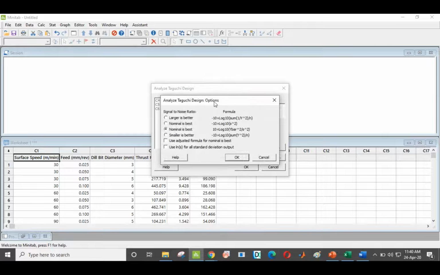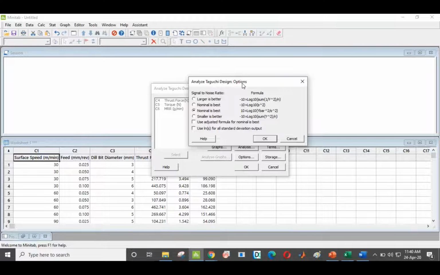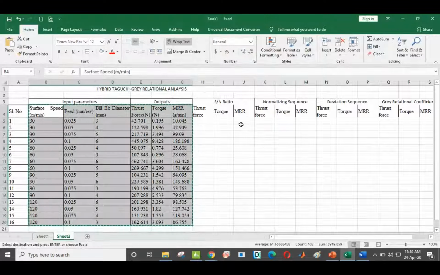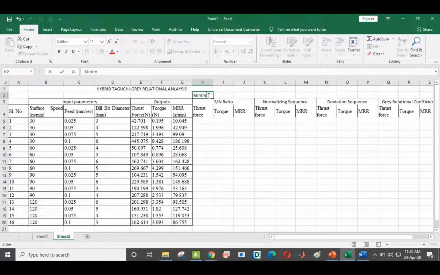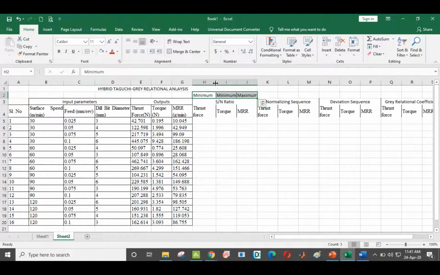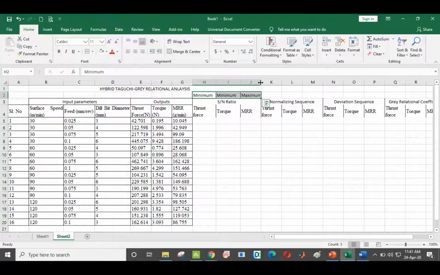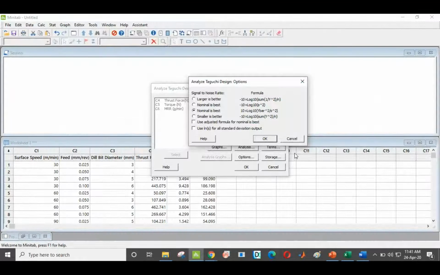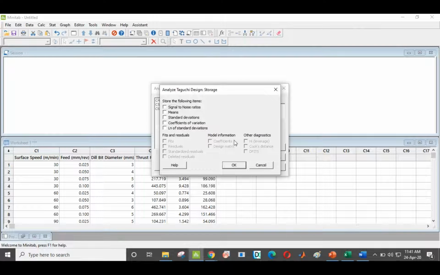The options. So this is very, very important here, because from here only we are going to consider this. Here the thrust force should be minimum, torque should be minimum and MRR should be maximum. So that is our aim. So torque and thrust force should be smaller is better, and the storage is signal to noise ratio.